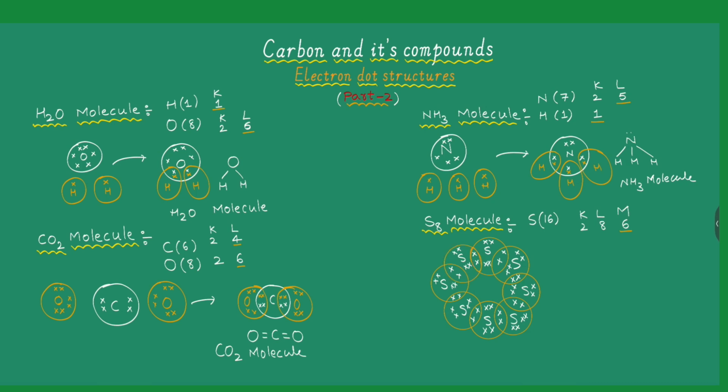Hope you understood the sulfur molecule structure also. This is the electron dot structure of some of the molecules in the carbon and its compounds topic. Now in the next class we will discuss hydrocarbons, what the different types of hydrocarbons are and how we name them. Thank you. Hope you understood it. Thank you.